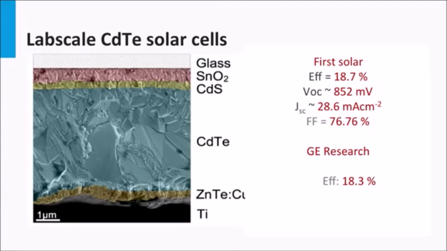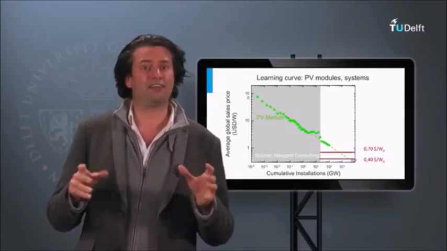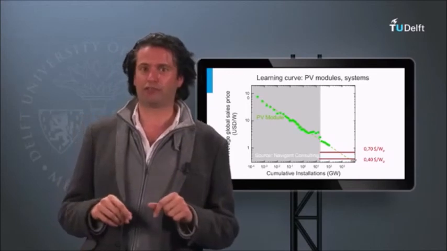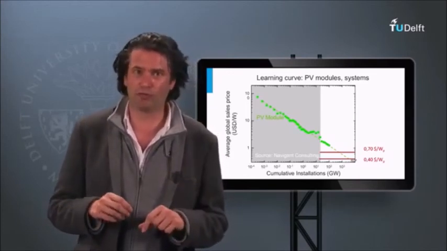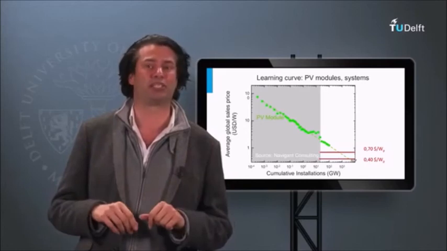The record conversion efficiency of lab-scale solar cells is 18.7%, as obtained by First Solar in 2013. The open circuit voltage of the record cell is 852 millivolts. The short circuit current density is 28.6 milliamps per square centimeter with a fill factor of 76.7%. General Electric achieved in the same year an efficiency of 18.3%. NREL has confirmed a new record conversion efficiency for a cadmium telluride solar module of First Solar of 16.1%.